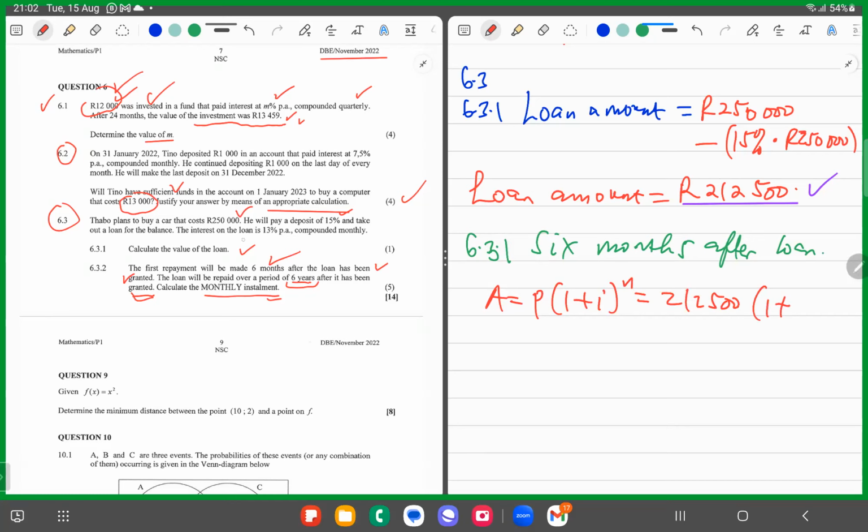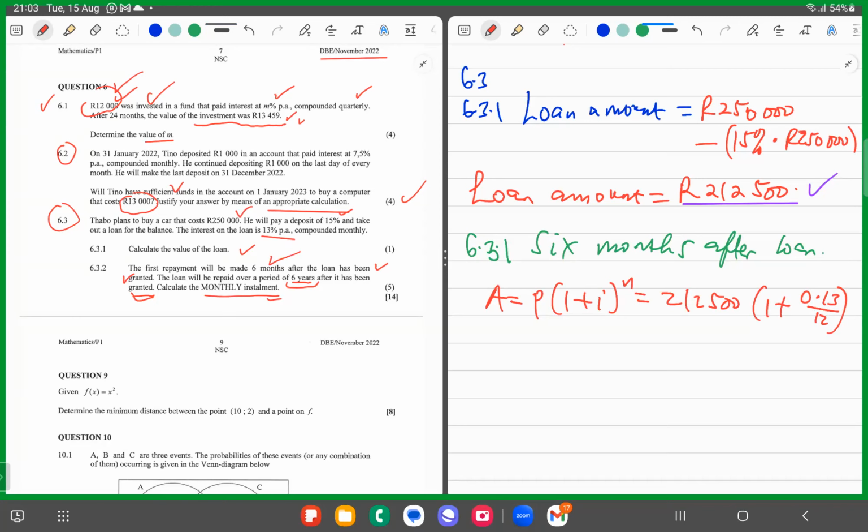Remember, the interest is 13% compounded monthly, 0.13. Okay, over a period of 6 years, but now it's going to be for 6 months after loan has been granted. The first payment will be made after that. Okay.